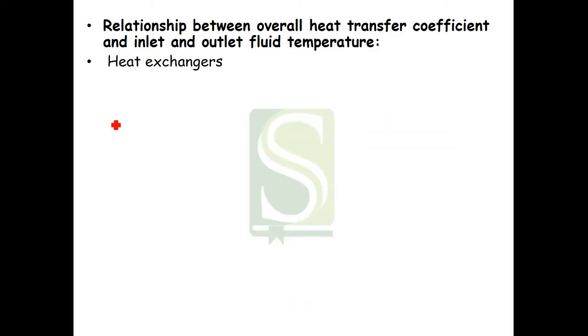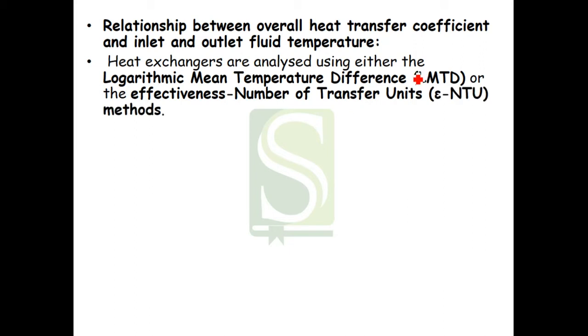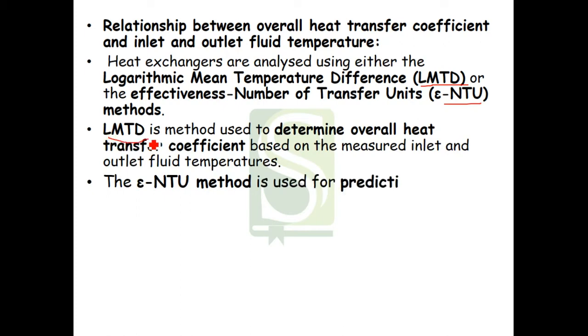Now let us see the relationship between the overall heat transfer coefficient and the inlet and outlet fluid temperature. Heat exchangers are analyzed using two methods. We want to see what type of heat exchanger will act as a highly efficient system, and for that we can use two methods. One is the logarithmic mean temperature difference, commonly called the LMTD method, and the other is the effectiveness number of transfer units, the epsilon NTU method. LMTD is the most commonly used method.